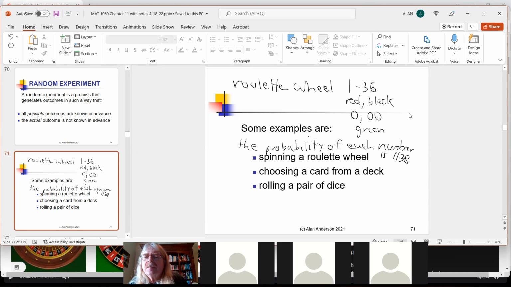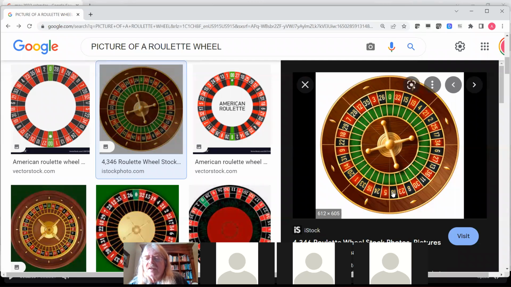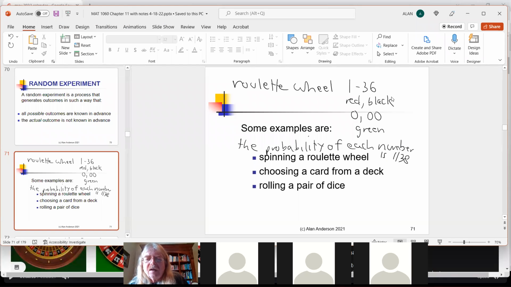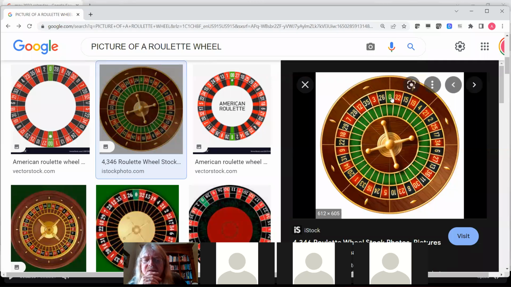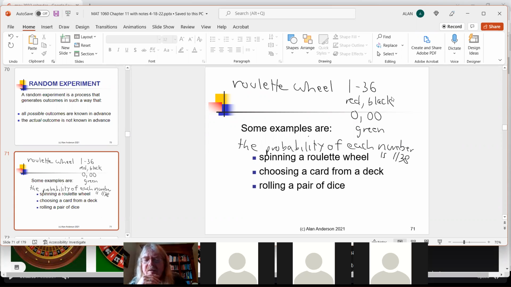And so you have a bunch of different choices for betting. You can bet on red, you can bet on black, you can bet on odd, you can bet on even, you can bet on individual numbers, you can bet on ranges of numbers. All kinds of things are possible. But because there's 38 different numbers on here, all of which are equally likely, any given outcome, like for example the 3 turning up, has a probability of 1 out of 38. So when I spin the wheel, I know exactly what could happen, but I don't know what will happen. That means this qualifies as a random experiment.